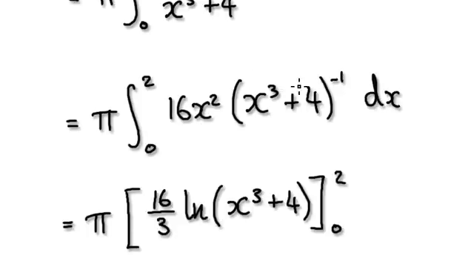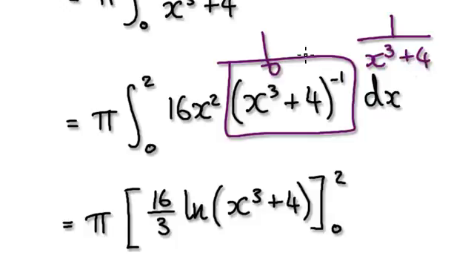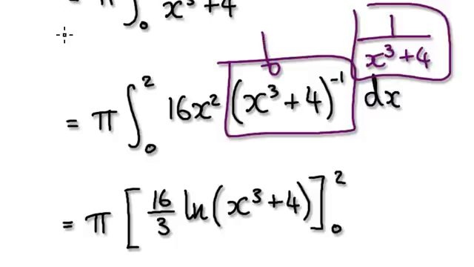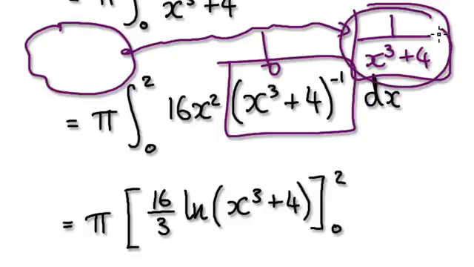Just notice that when you differentiate this, it gives you that. So what you've got here is 1 over x to the power of 3 plus 4. You need to search for something that, when you differentiate it, gives you something similar to this. Your initial guess should be the natural log of x to the power of 3 plus 4. It should be the modulus, but I don't think we're going to be concerned with the negative side.